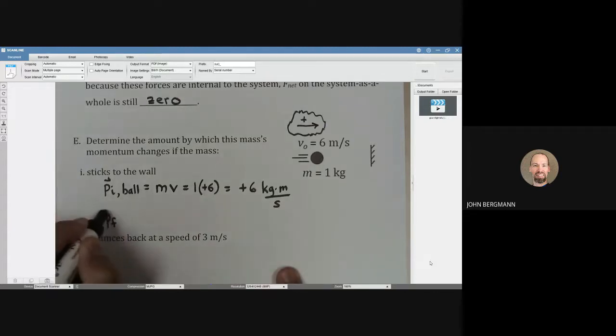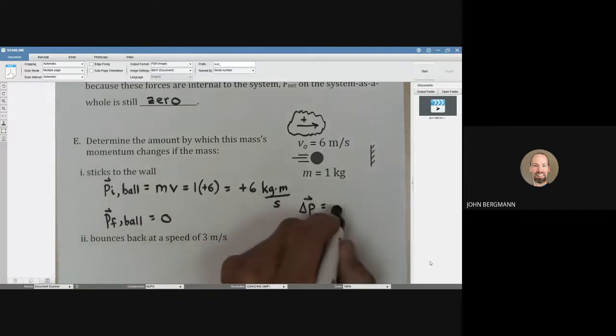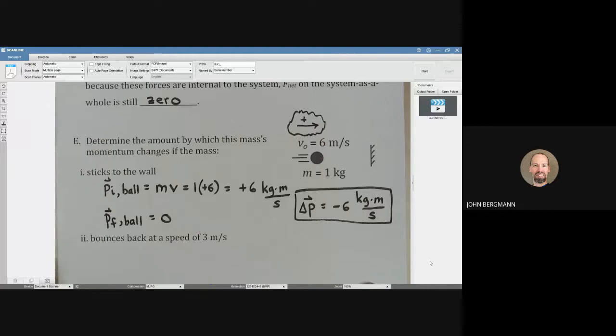At the end, the momentum of the ball is 0. It's stuck to the wall. So the change in momentum is final minus initial, negative 6 kilogram meters per second. That's how much the momentum of the ball has changed.